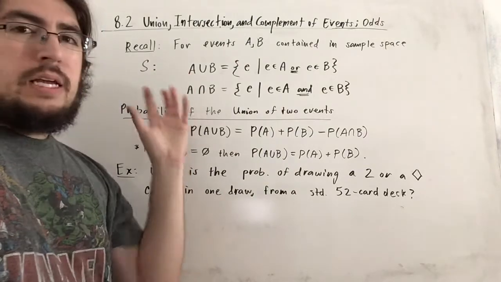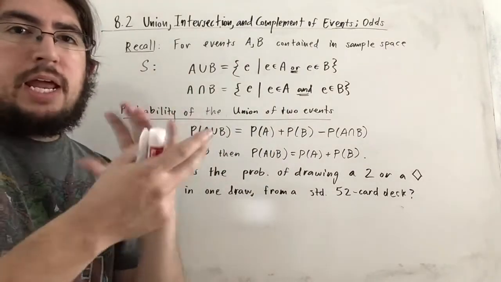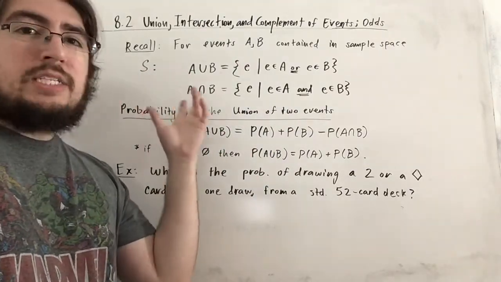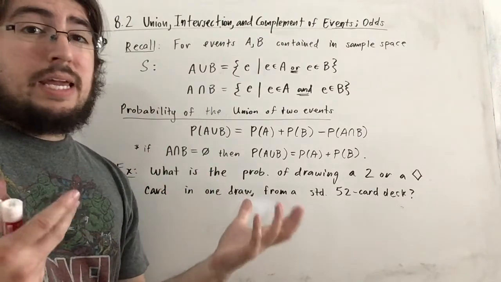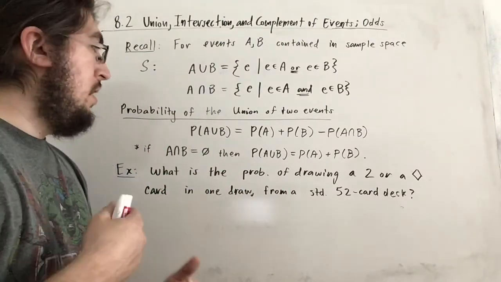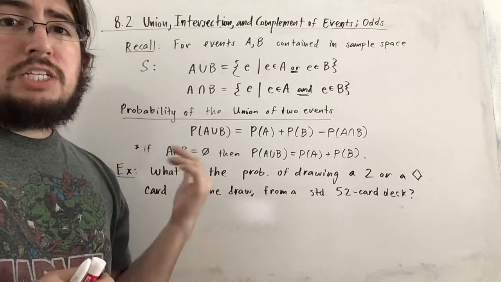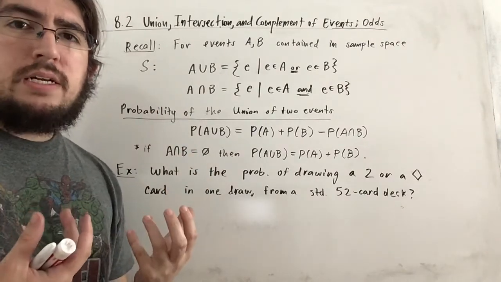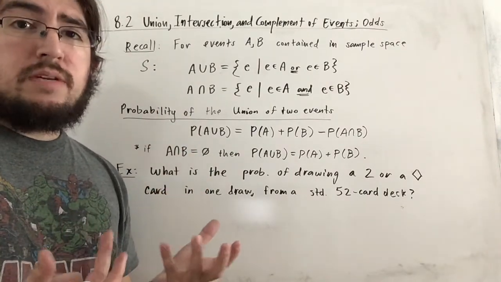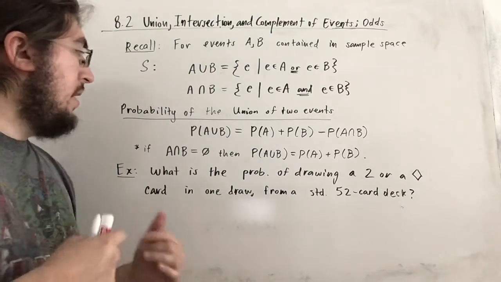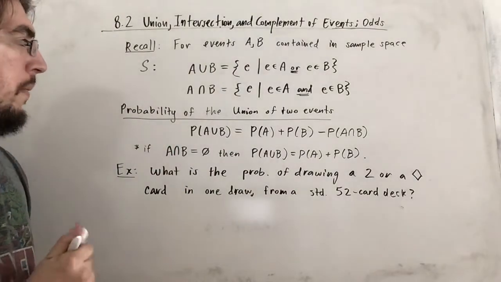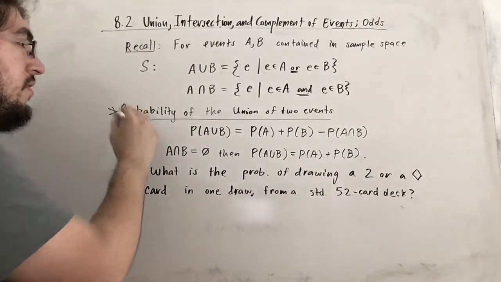So union is any element that is either in A or B, whereas intersection is just the elements that A and B share in common. And by the way, if A and B do not share anything in common, they're called disjoint or mutually exclusive events. All right, and now we'll get on to the probability of the union of two events.